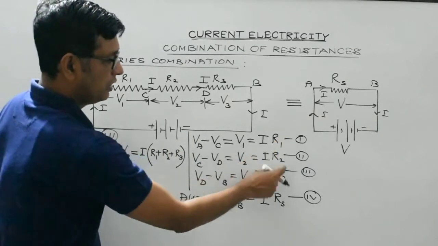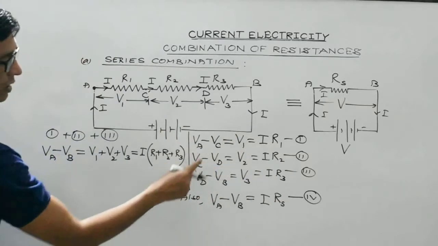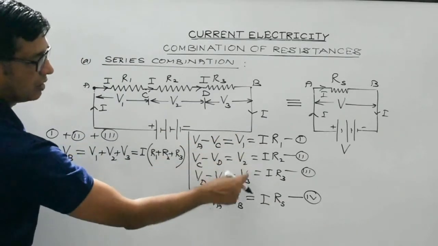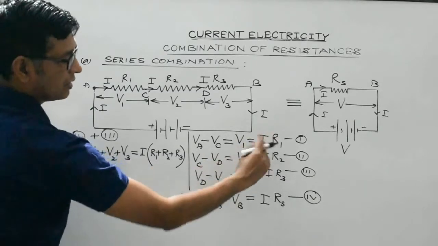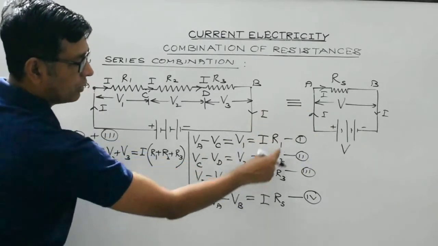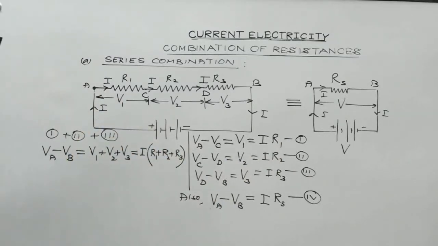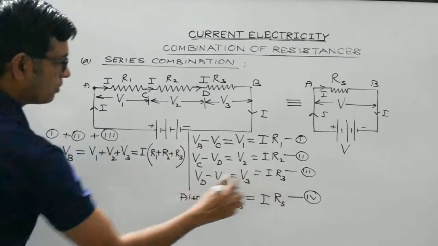Simply add these 3 equations. On the extreme left, these terms will get cancelled, we will be left with VA minus VB, and over here V1 plus V2 plus V3, and on the extreme right, I can be taken as common, and in the bracket it will be R1 plus R2 plus R3, right? And now make use of equation number 4.